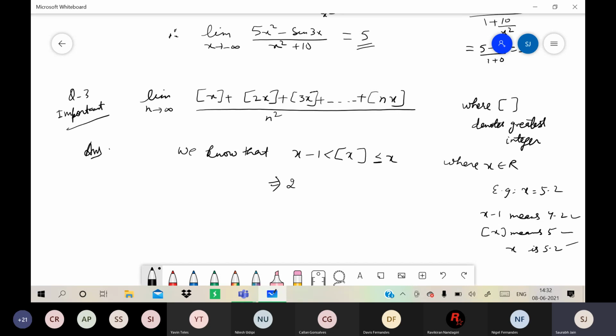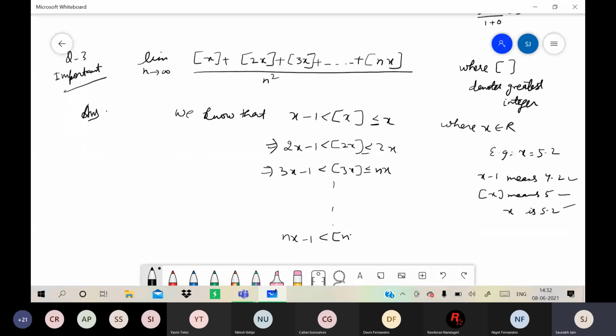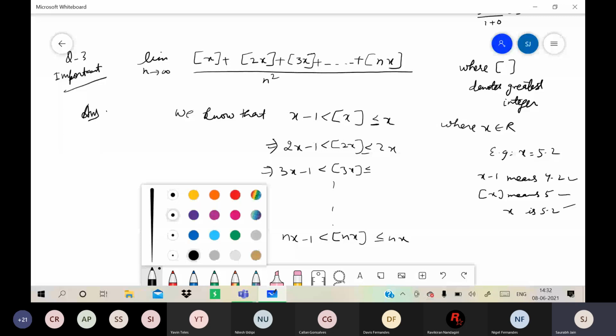Using this, you can generalize and write the value of the greatest integer of 2x. Similarly, write the value of the greatest integer of 3x. And like that, you go on adding all the results up to the greatest integer of nx. Sorry, it will be 3x here, not nx. Nx is at the last. So you get these inequalities with the same signs. Okay, you add them.